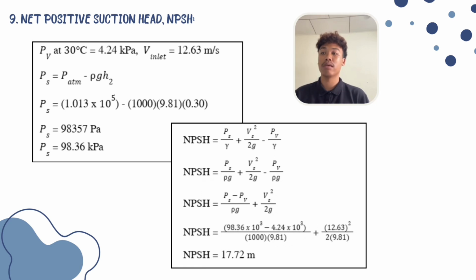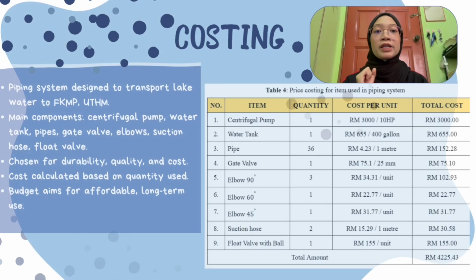After we calculate PS, we get the value of 98.36 kPa. After we get all the values, we can calculate the net positive suction head by using the formula that I already said. So NPSH is equal to 17.62 meters. The next part is costing.